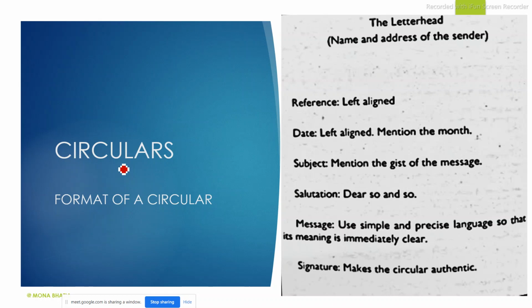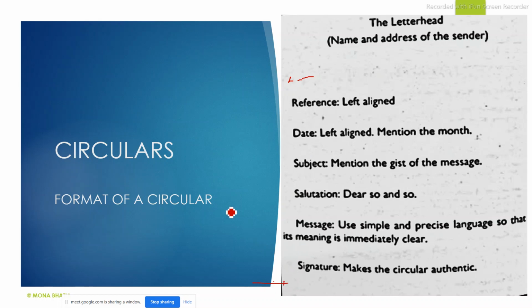अगर internal circular है within an organization, सैल्यूटेशन की ज़रूरत नहीं है और कॉम्प्लीमेंट्री क्लोजिंग की भी ज़रूरत नहीं होती है. यहाँ पे आप देख रहे हो, अगर इंटरनल है, यहाँ पे किसको भेज रहे हो, डियर, वो सब लिखने की ज़रूरत नहीं है. यहाँ पे क्लोजिंग की भी ज़रूरत नहीं है.